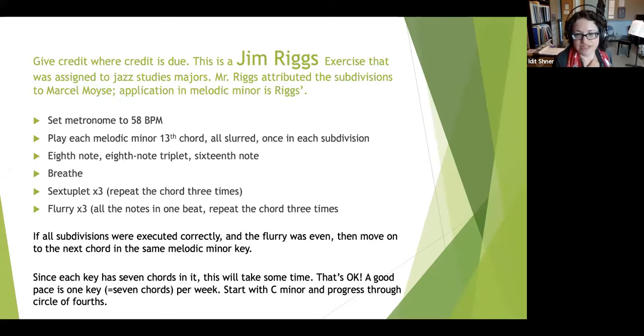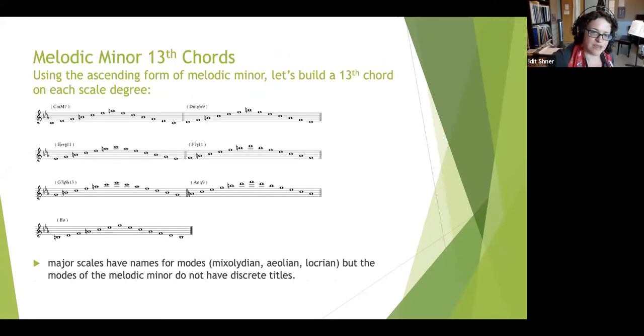Then we're going to play that chord as a septuplet 3 times, and then we're going to play it as a flurry 3 times. If all the subdivisions are executed correctly and the flurry was even, then we can move on to the next chord in the same melodic minor key. So for example, we're going to do all the different subdivisions in the first chord of C minor, and then we're going to do all the subdivisions in the second mode of C melodic minor, which is D, then in the third mode of C melodic minor, which is an E flat.